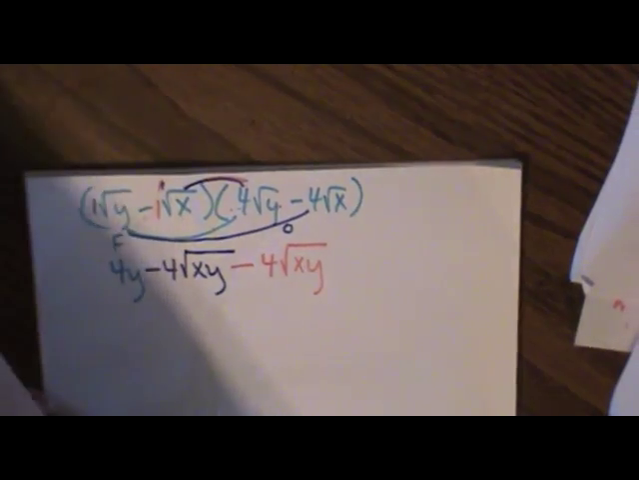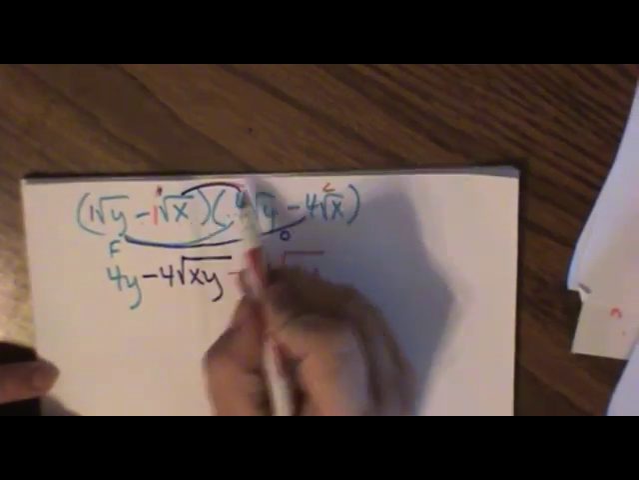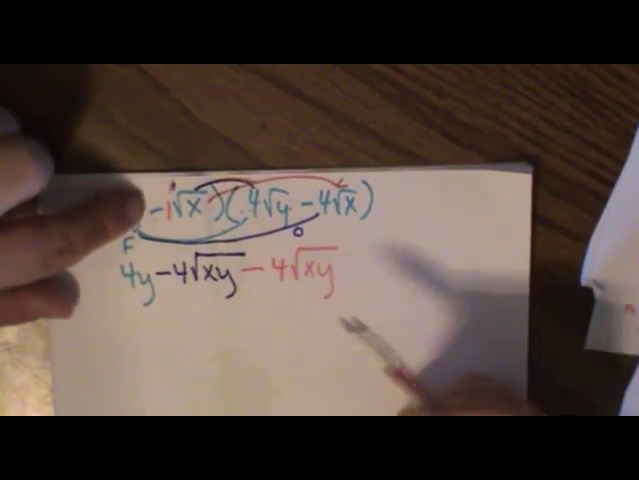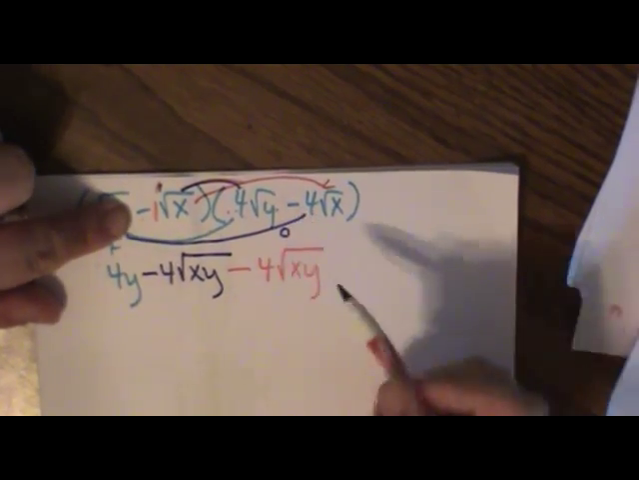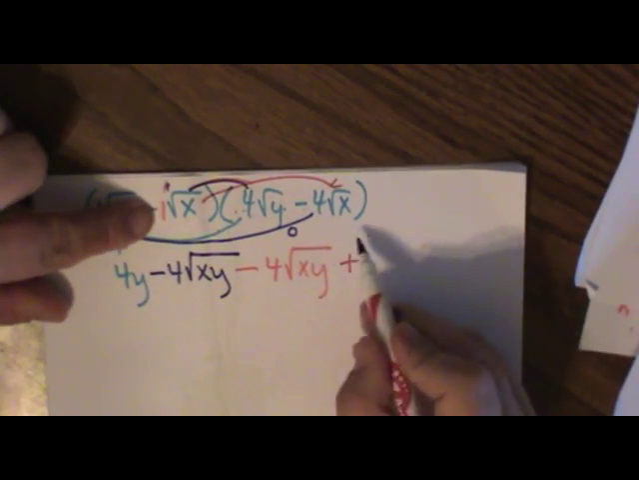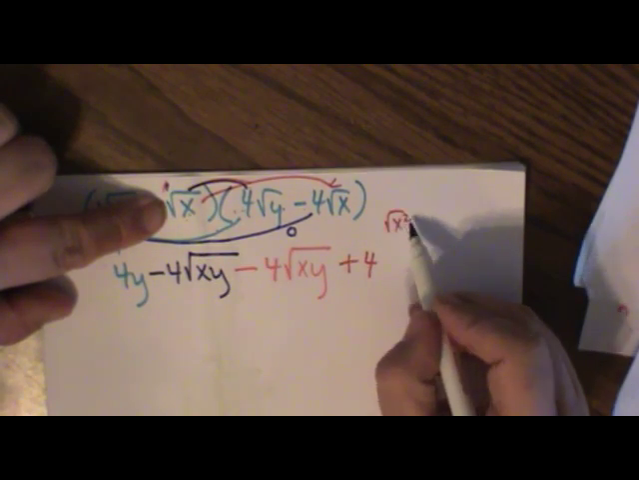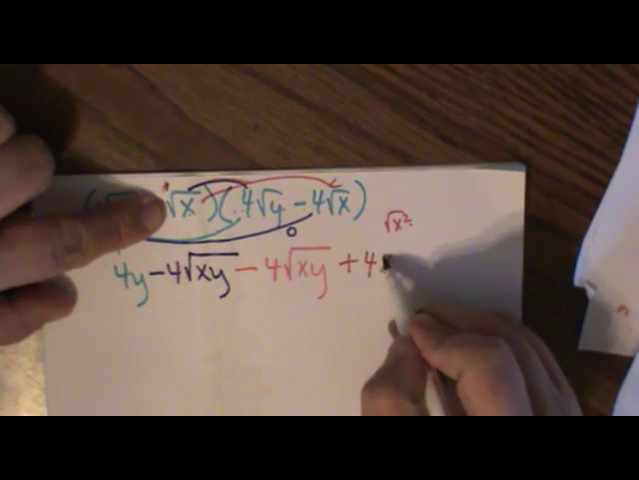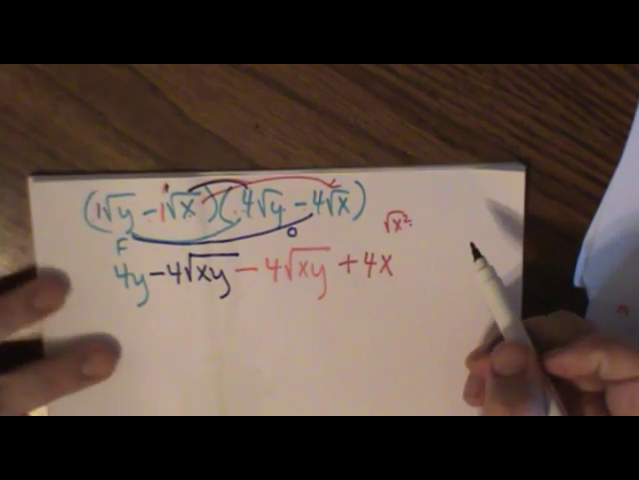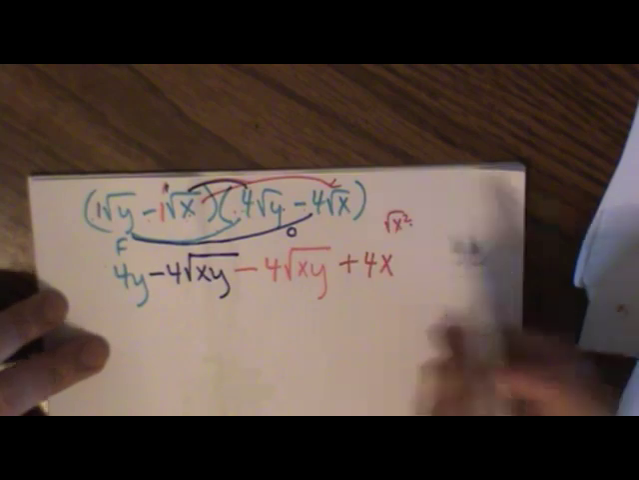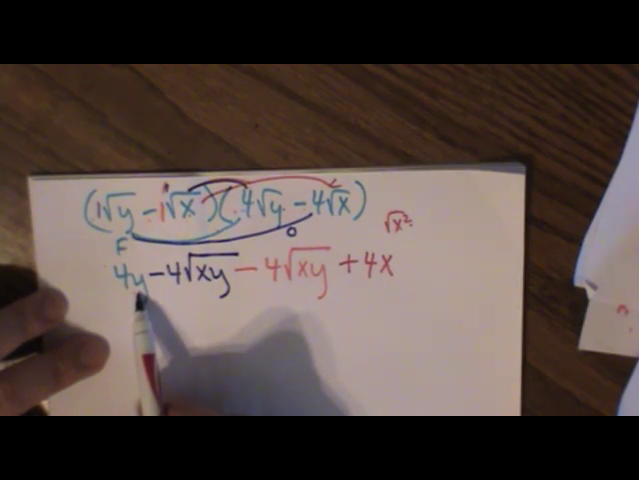Now for our last one, which is the L part, last times last. We've got negative times negative, which is positive. 1 times 4 is 4. Then we have inside the radical x squared, and we know we have a pair of x's, so an x will come out. So looking at our like terms, we only have the one y.